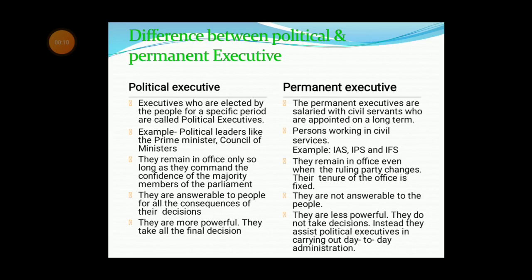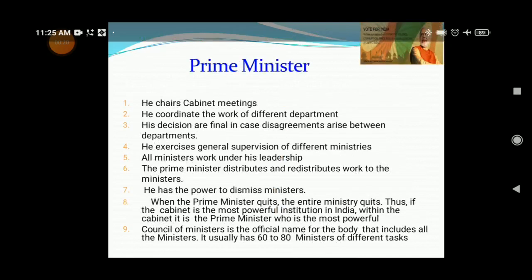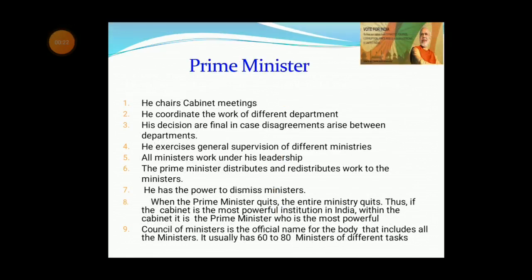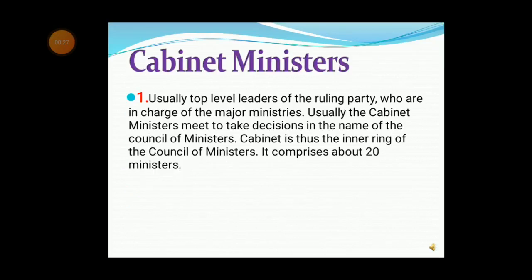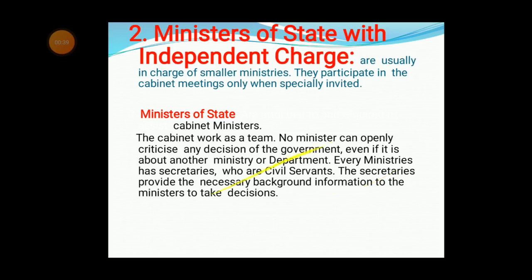We are dealing with the Civics chapter, Working of Institutions. In the previous class, we saw the differences between the political and the permanent executives. We saw the role of the Prime Minister and his power. And we saw the cabinet ministry, how it is functioning. So who are called the inner ring and how many members will be present in that, all those things we saw. And we also saw about the Ministry of State with independent charges.